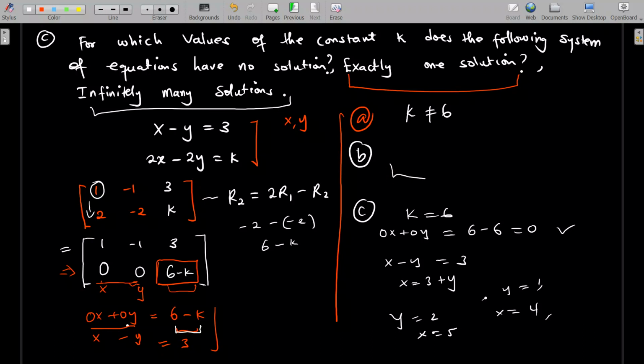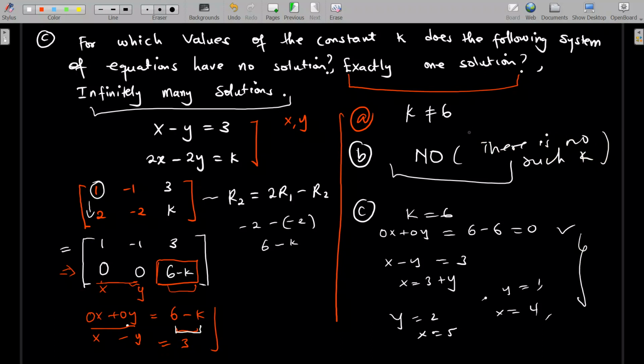So the B part is, is there any value of k that when I put here, I'm going to get exactly one solution? I'm going to say no. And when I say no, there isn't. That's what I mean. There is no such k. You don't have any k that can give you exactly one solution. The only possibility is either you have infinitely many solutions or no solution.